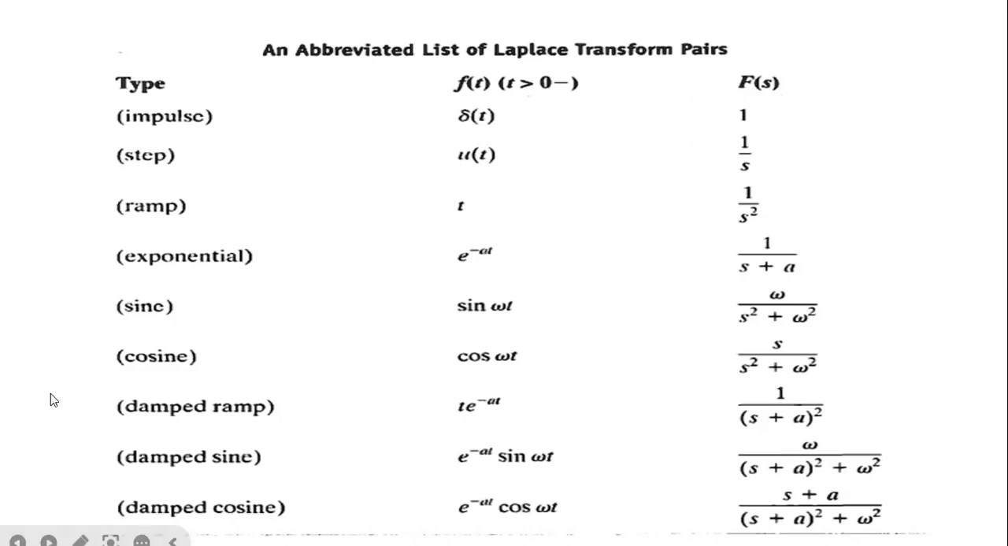That is to say, at the end of the day, if our frequency term is 1, its inverse will be what? Dirac of t. If our frequency term is 1 over s, its inverse will be u of t.